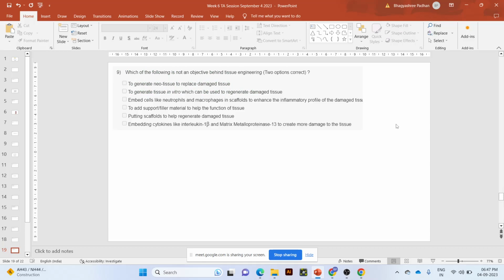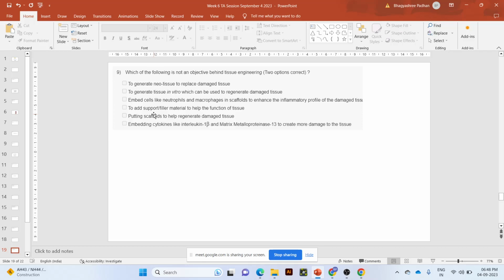Now the next question. Which of the following is not an objective behind tissue engineering? To generate new tissue to replace damaged tissue. This is an objective. To generate tissue in vitro which can be used to regenerate damaged tissue. This is another objective. Embed cells like neutrophils and macrophages and scaffolds to enhance inflammatory profile of the damaged tissue. This is not an objective of tissue engineering. We don't want to enhance the inflammatory profile, rather we want to decrease the inflammatory profile via using tissue engineering.